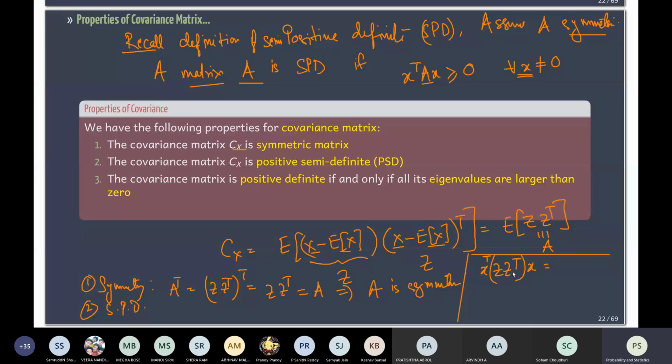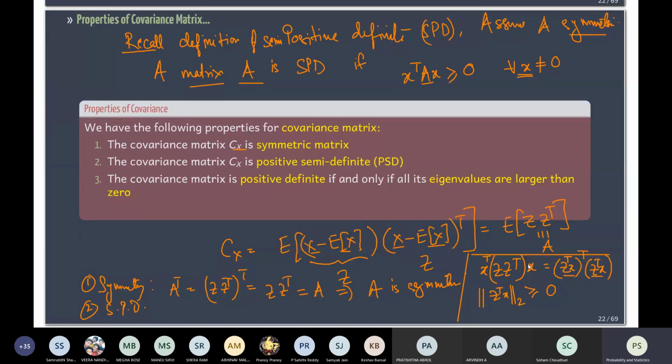Okay, so let me do this. How can I write this? I can rearrange this, right? I can write this as Z transpose X, transpose, so I have to do transpose here, right? Z transpose X transpose, Z transpose X. Now this is the same thing transposed with itself, so this is the norm of Z transpose X, the two norm. And the norm is always greater than or equal to 0. That's the property of the norm from linear algebra.